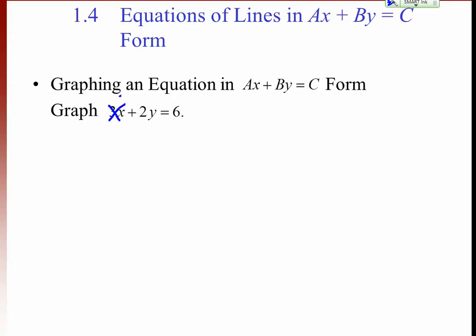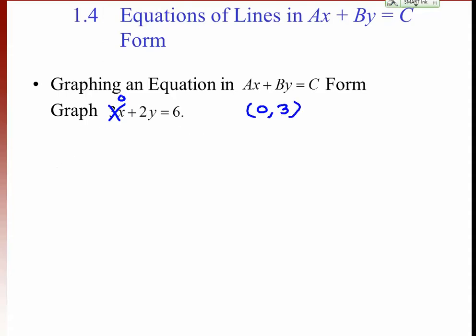if we make the x equals 0, that means we get 2y equals 6. So we can figure out one point that works here, with x as 0, and 2 times y equals 6, so that means y must equal 3. So that's one point that works.